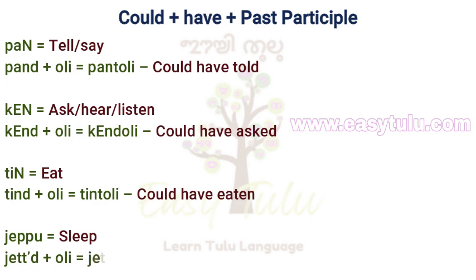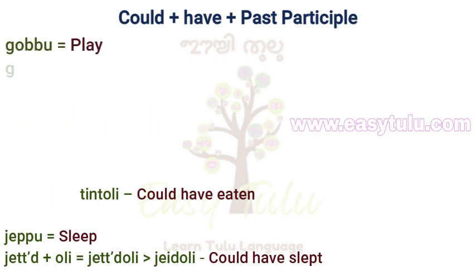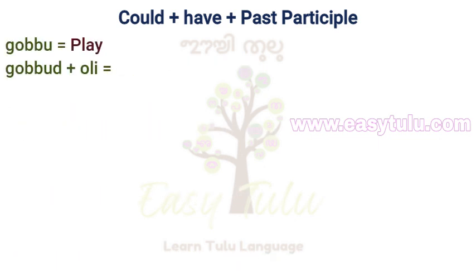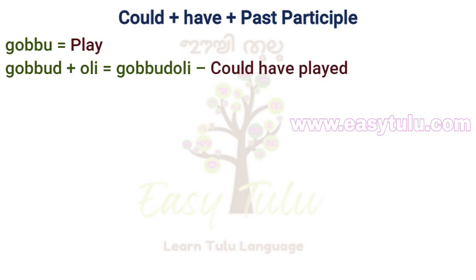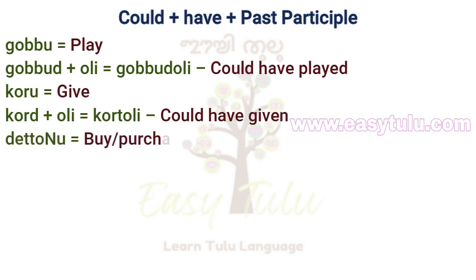Jeppu means sleep. Jetudu is the past adverbial participle. Jetudu plus oli, jetudoli. In spoken Tulu, it is pronounced as jaidoli. Gubbu means play. Gubudu is the past adverbial participle. Gubudu plus oli, gubudoli, could have played. Kuru means give. Kurdu is the past adverbial participle. Kurdu plus oli, kurtoli, could have given.